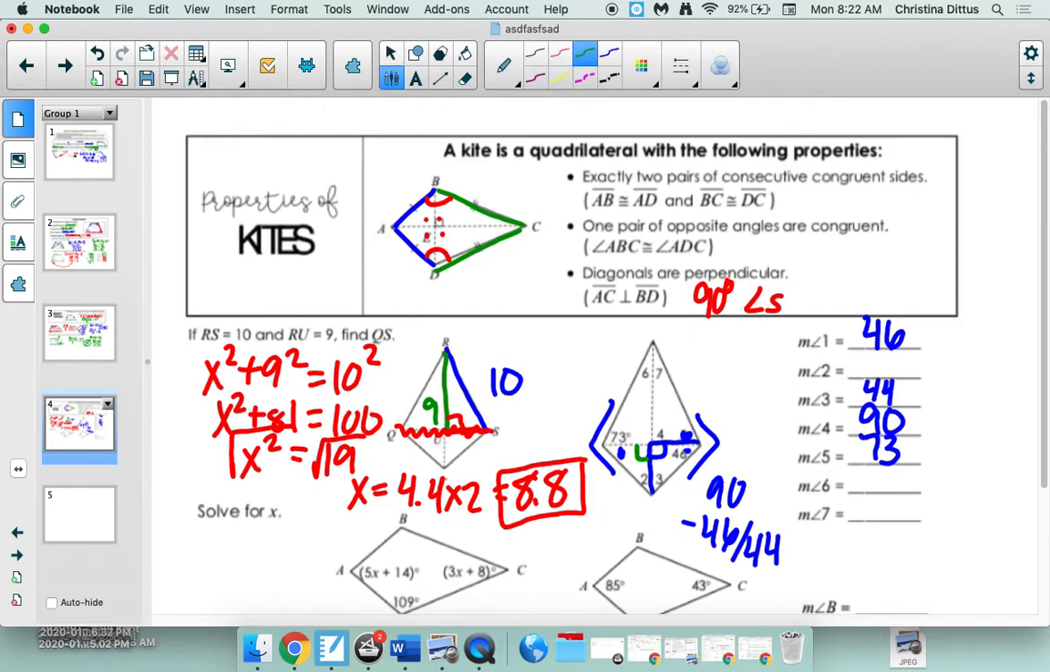Here's a 90. So don't we have the exact same thing for angle 2? Yeah. 44. But these aren't the same, right? Well, 6 and 7 will be the same, but they're not the same as 2 and 3. I have another right angle. So how do I find angle 6? 180 minus 73 minus 90. 17. Which makes angle 7 how big?